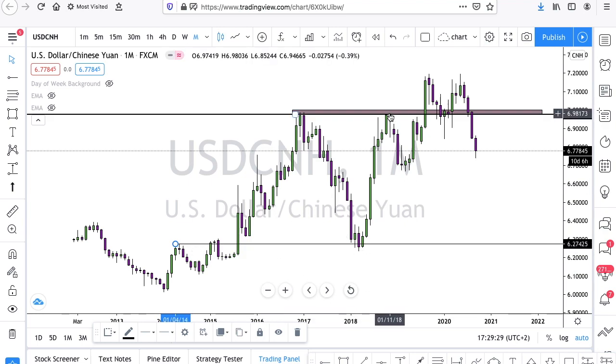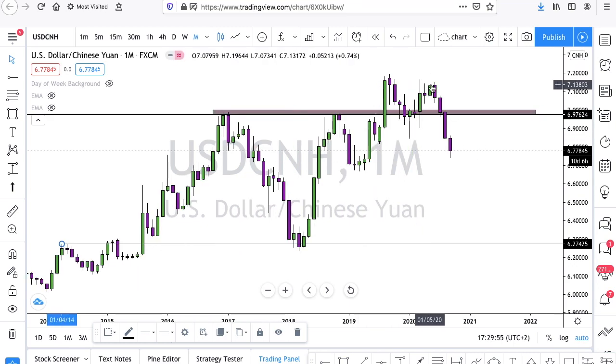Then it went back again in 2018, tested this level, which is 6.19, failed, came back again last year in June, tested it, failed to break. Then it broke above it in September, tested the level, then went up, and now it's back down. So what can we see here? This is what we call a double top or M pattern. This is a reversal pattern.